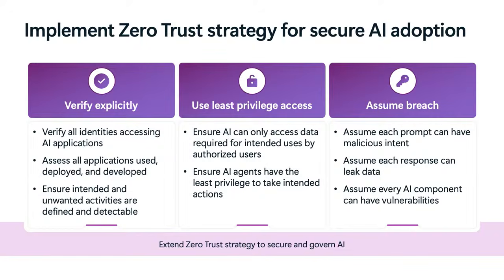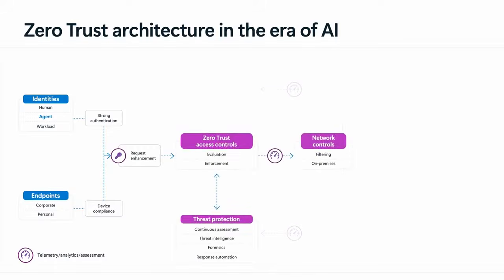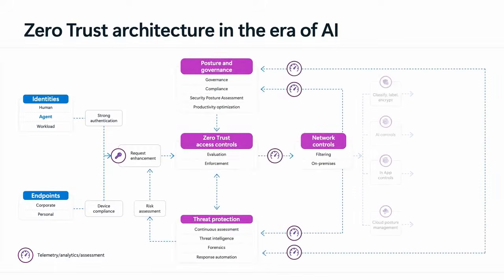Design AI systems to be resilient to prompt injection, data poisoning, and lateral movement. Assume each prompt can have malicious intent. And by applying these principles, you can effectively design your security and governance controls for AI transformation. So let's see what this looks like as an architecture. In fact, this is the full Zero Trust architecture extended for AI.